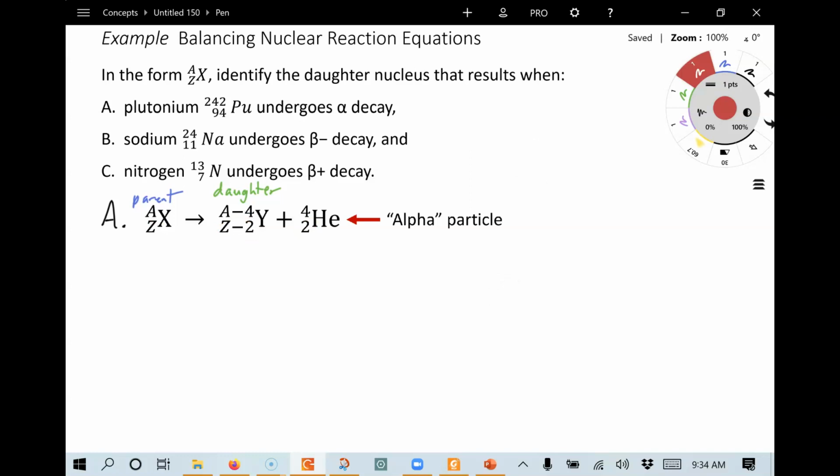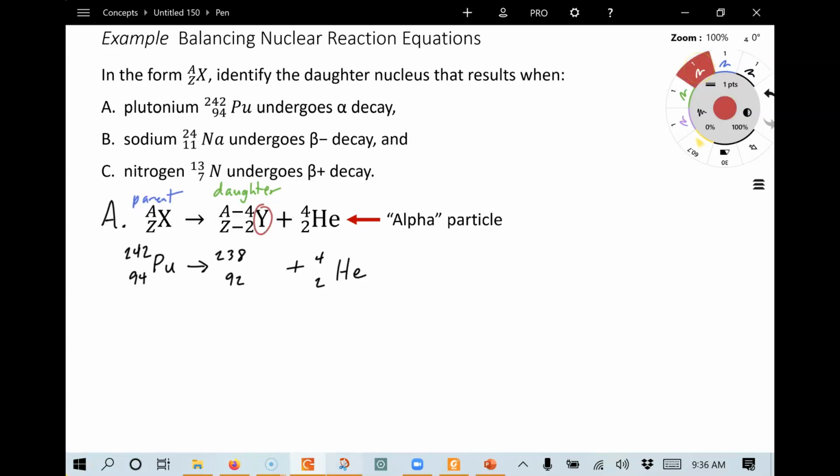All right, now we're going to write this generic form with the actual nucleus. So we've got plutonium, Pu, 242, and again 94 for Pu. Those are the same, so it's kind of redundant in a way. And we just follow the formula here. 242 minus 4 gives us 238. Z minus 2, 94 minus 2 gives us 92. We need to identify what that is. Don't know what it is yet; we'll look it up. And then, of course, we've got the helium, the alpha particle.